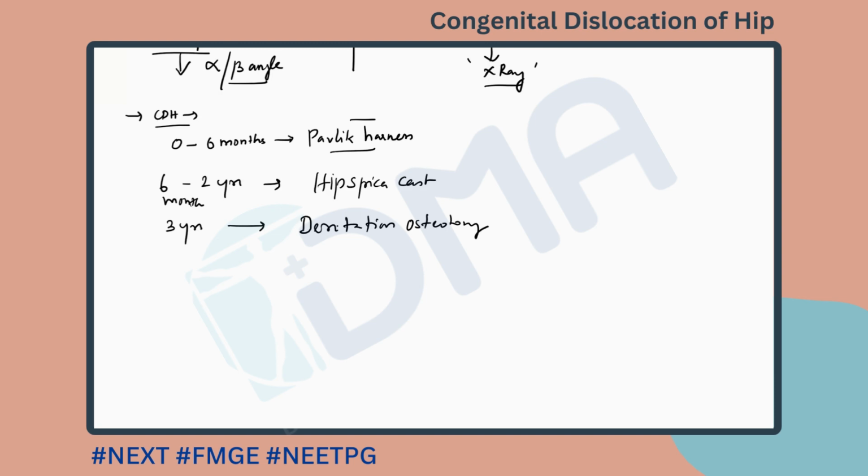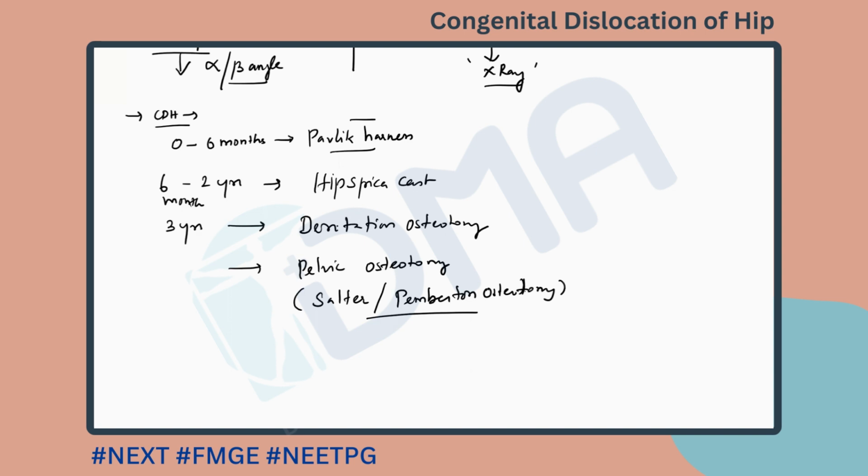If the child is much older, then you can do a pelvic osteotomy. Examples are Salter's osteotomy or Pemberton's osteotomy. Okay, so these are the various methods to treat congenital dislocation of the hip.